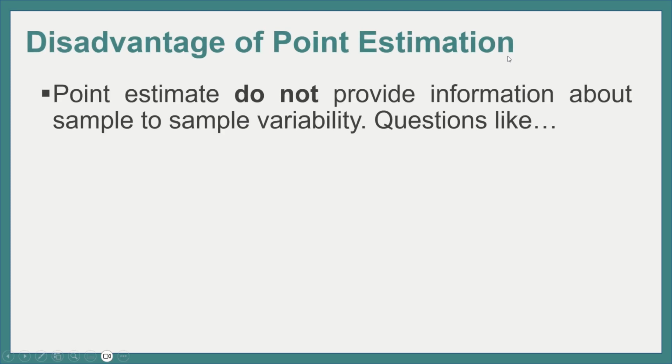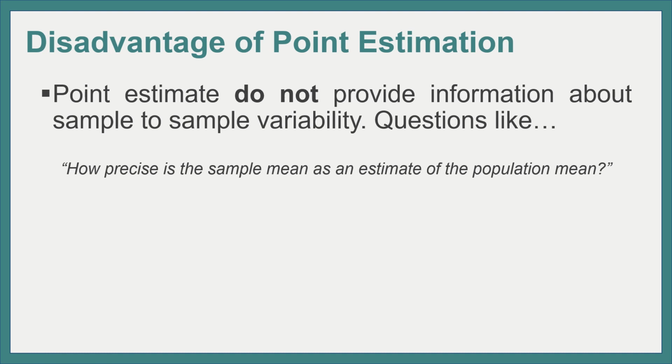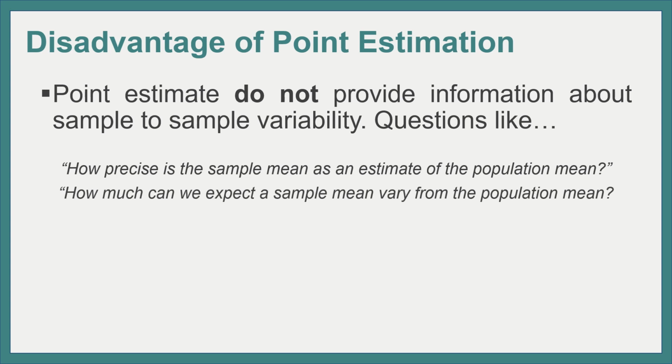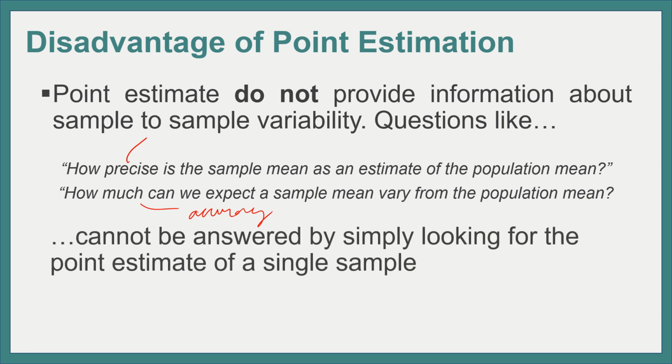So let's talk about the disadvantage of point estimation. Point estimates do not provide information about sample-to-sample variability. Therefore, questions like how precise is the sample mean as an estimate of the population mean, and how much can we expect a sample mean to vary from the population mean, cannot be answered. Take note that these questions talk about precision, while the other talks about accuracy. These questions cannot be answered by simply looking for the point estimate of a single sample.